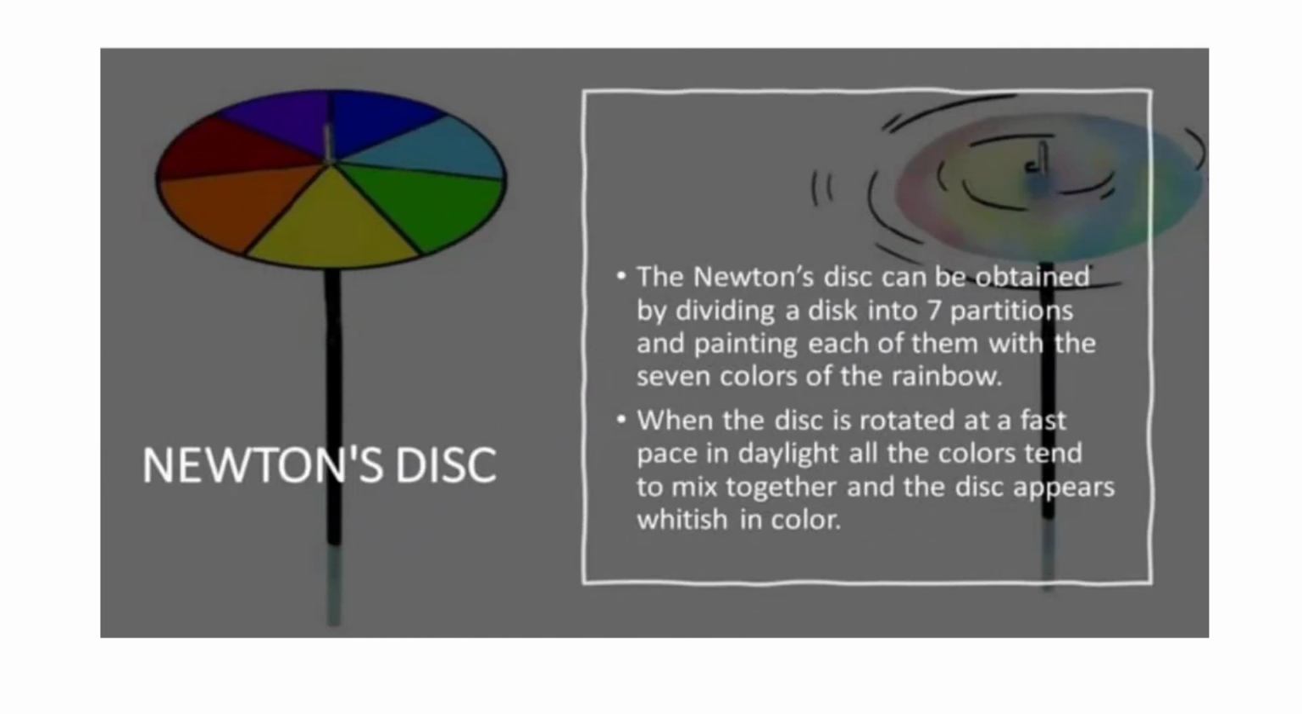Now, Newton's disk. Newton's disk can be obtained by dividing a disk into seven partitions and painting each of them with the seven colors of the rainbow. When the disk is rotated at a fast pace in daylight, all the colors tend to mix together and the disk appears whitish in color.